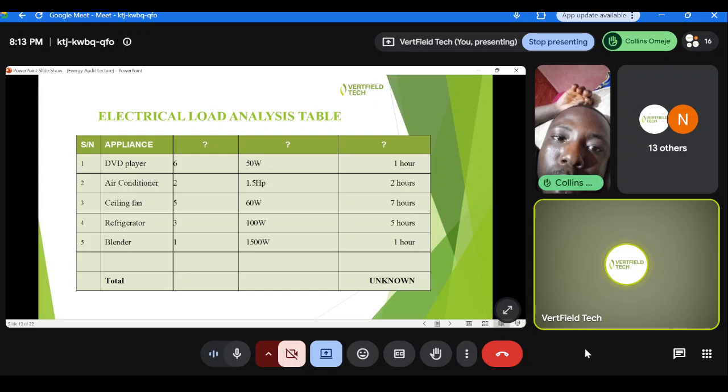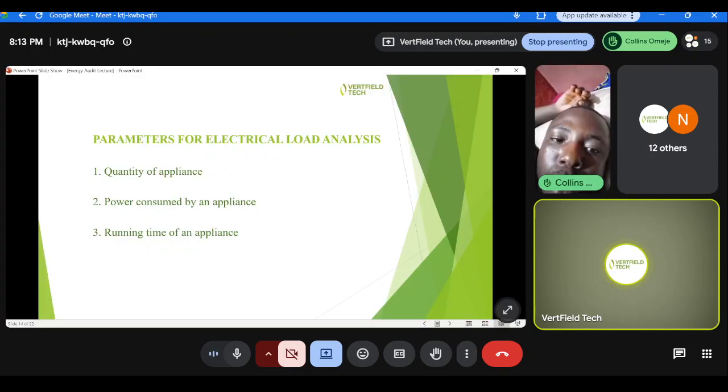However, you can see the question marks and the total being unknown, which means that the information on this table is incomplete. So there are parameters we are missing, and that brings us to what we call parameters for electrical load analysis. Standard parameters for electrical load analysis. One, the quantity of appliance. Two, the power consumed by an appliance. Three, the running time of an appliance.